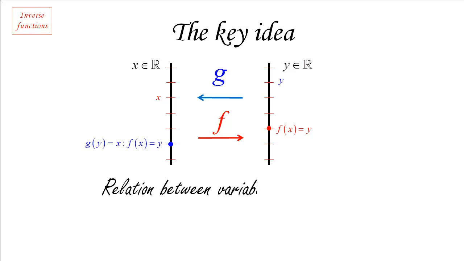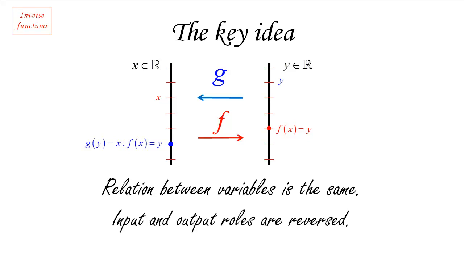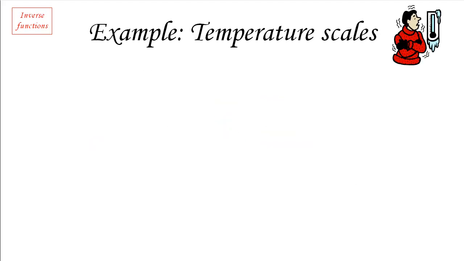So in fact, the relationship between the variables is the same. We're just associating to every x a y, to every y an x, and so on. It's just the role of the variable that changes. So in f we're using the x numbers as the input. In g we're trying to use the y values as input.